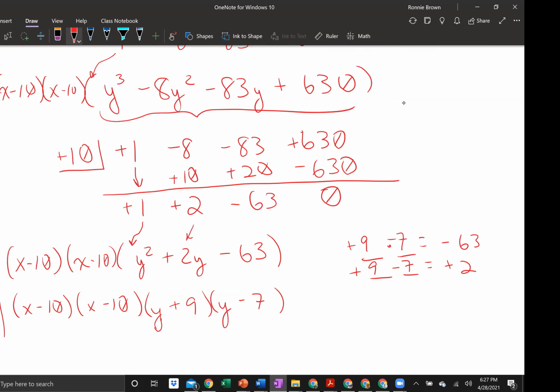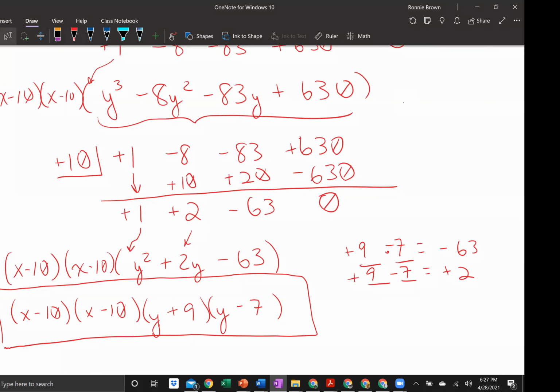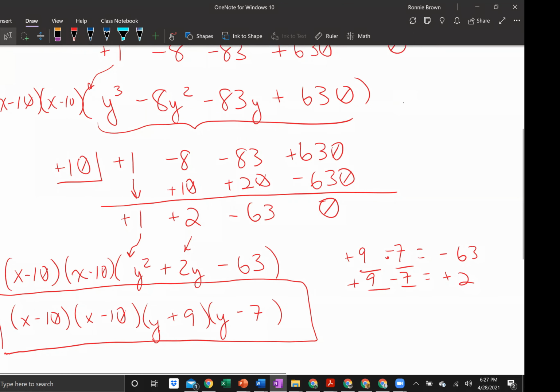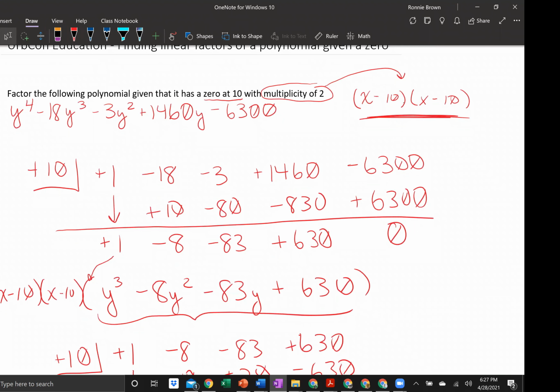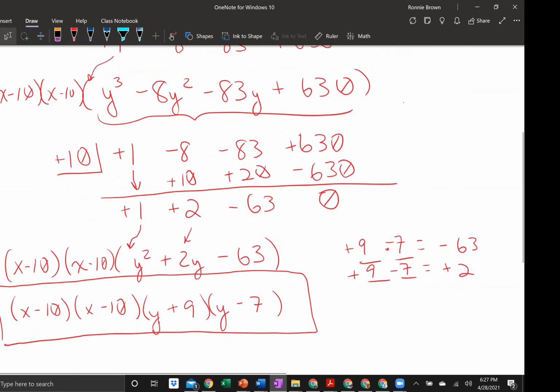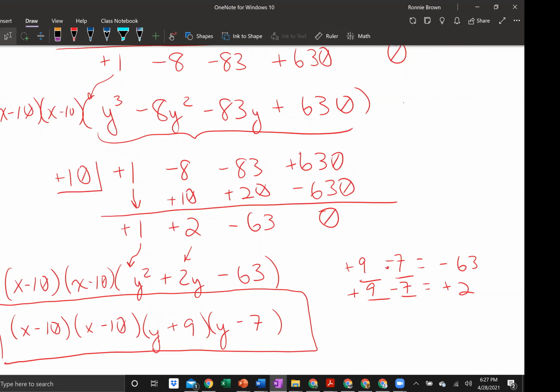And we can stop right there because now we have all linear factors. So we've just factored. We've come up with x minus 10 times x minus 10 times y plus 9 times y minus 7. We've just factored that original polynomial of y to the fourth minus 18y to the third minus 3y to the second plus 1460y minus 6300. We factor that into these 4 linear factors.